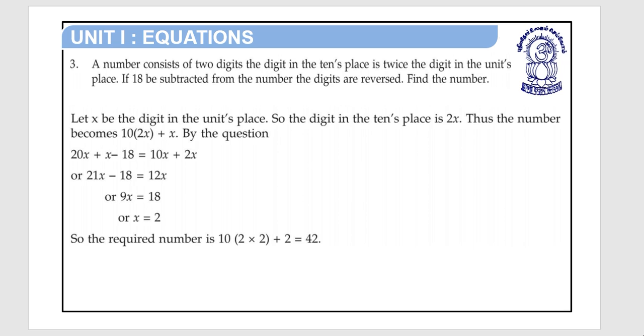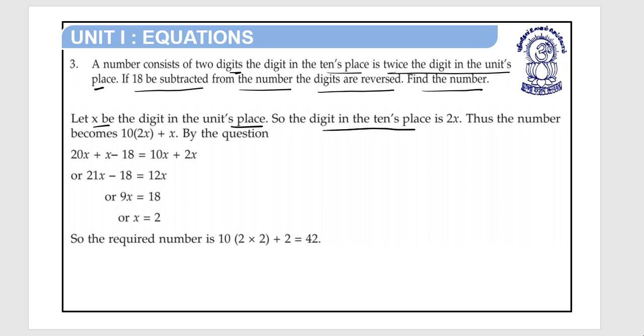Next. A number consists of 2 digits. The digit in the tens place is twice the digit in the units place. If 18 be subtracted from the number, the digits are reversed. Find the number. Let x be the digit in the units place.